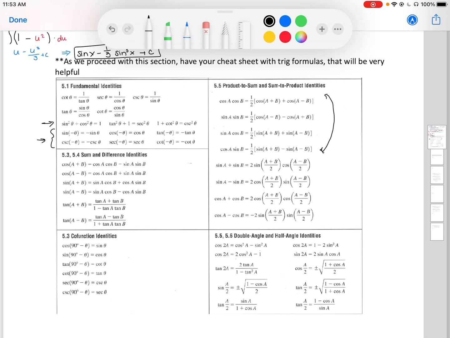And we can also use our double angle identities when we don't want something squared or want to get rid of the exponent. That would be helpful. All right, so everything is really fair game, but those are the ones that we typically see a bit more.